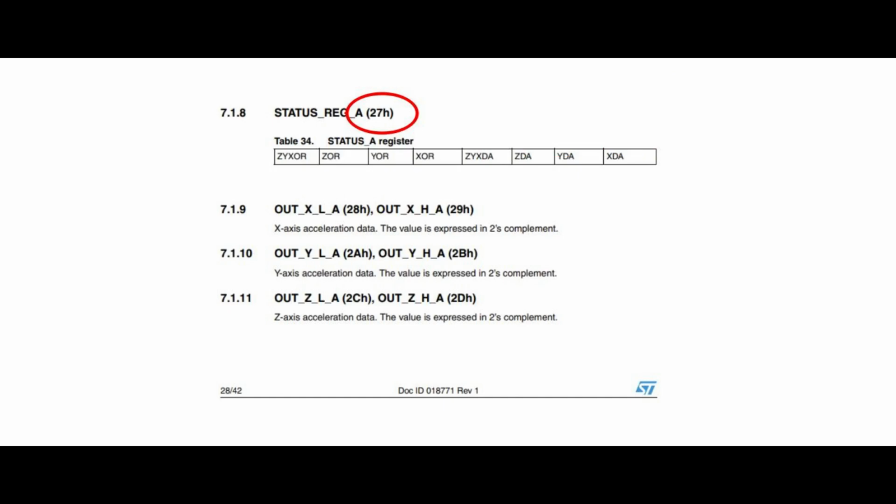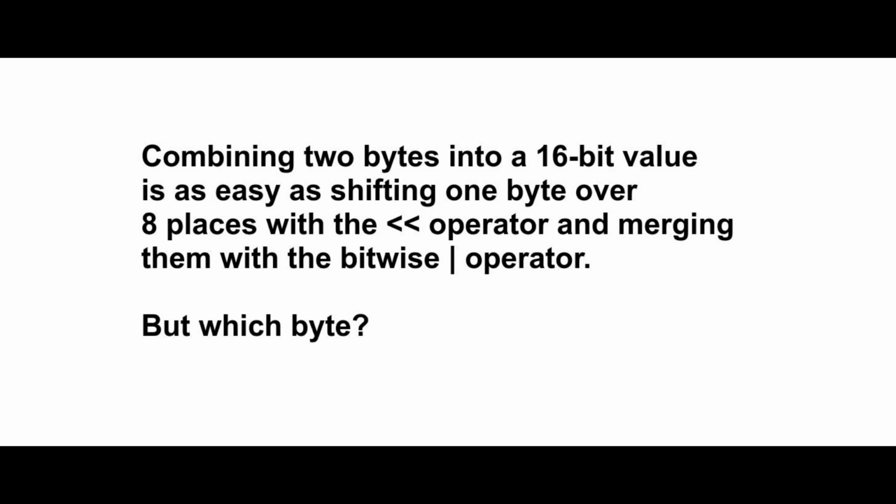Now at the output register below it, you'll see in line 7.1.9, these are output registers, and there are 2 memory addresses. So I would query the device for 0x28 and 0x29, and I need to combine those bytes to get one value. Combining 2 bytes into a 16-bit value is as easy as shifting 1 byte over 8 places with the bitwise left shift operator and merging them with the bitwise OR operator. But which byte do we shift?